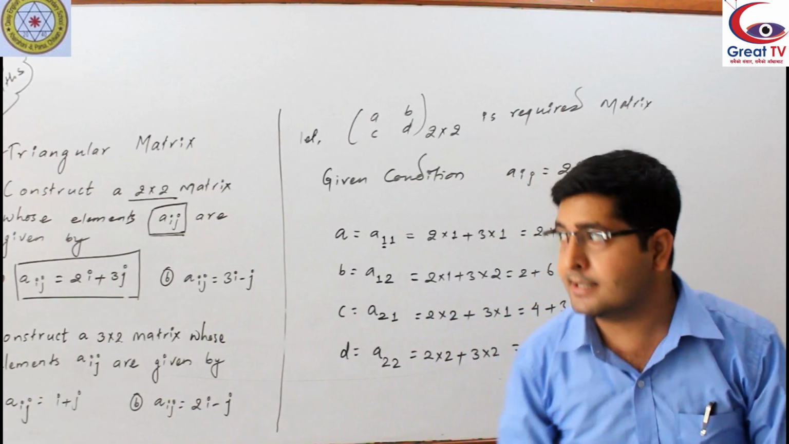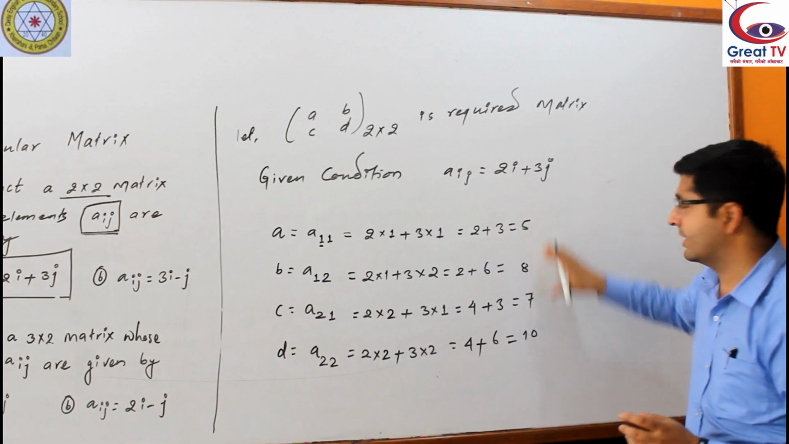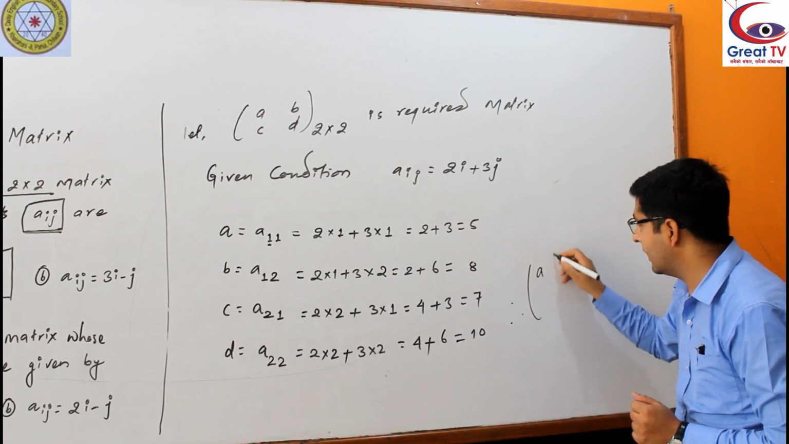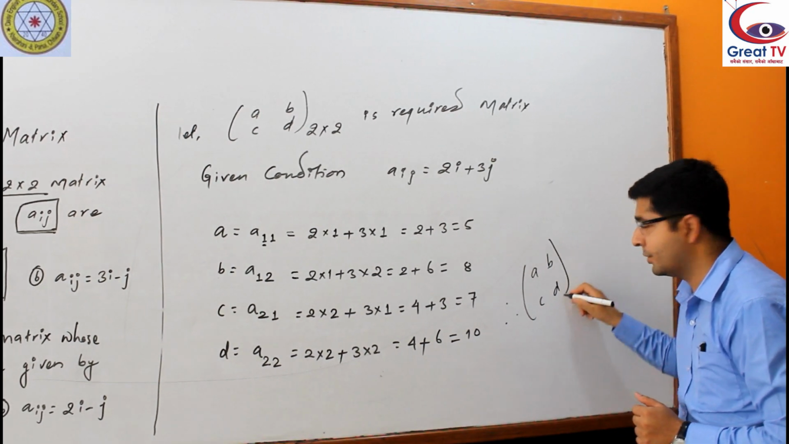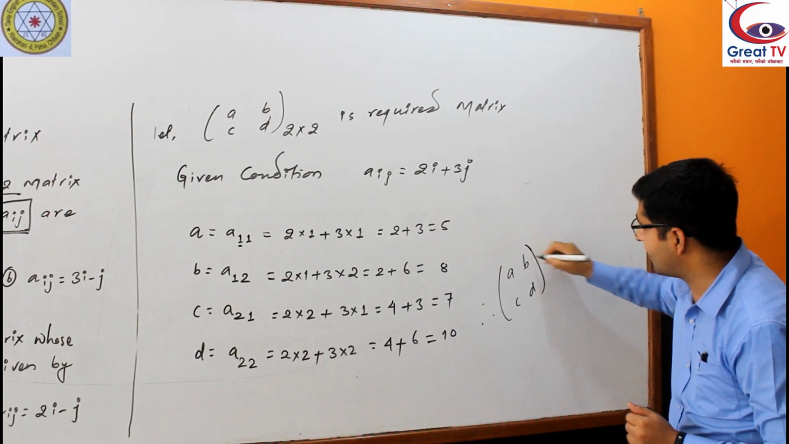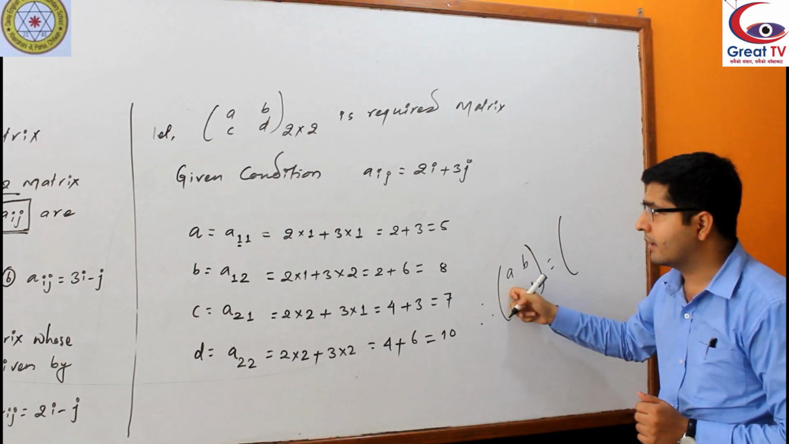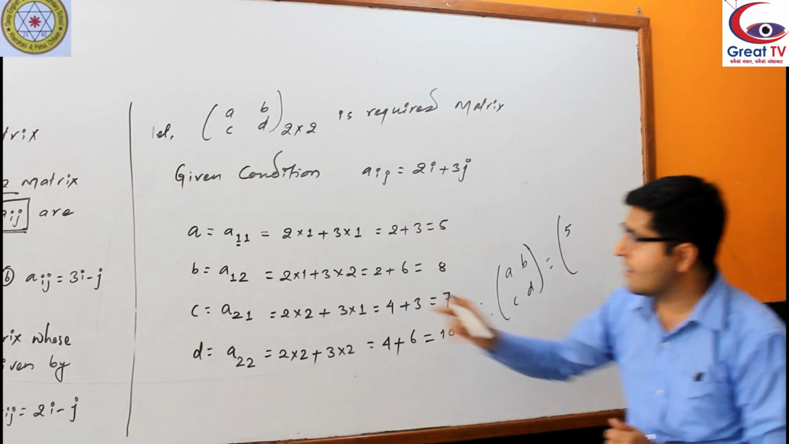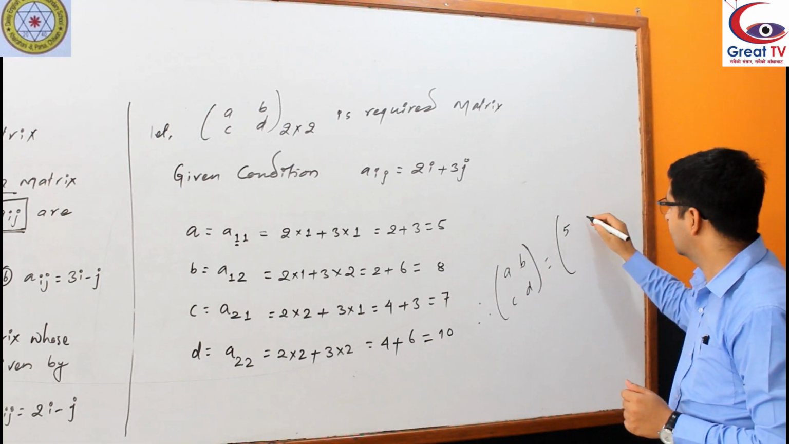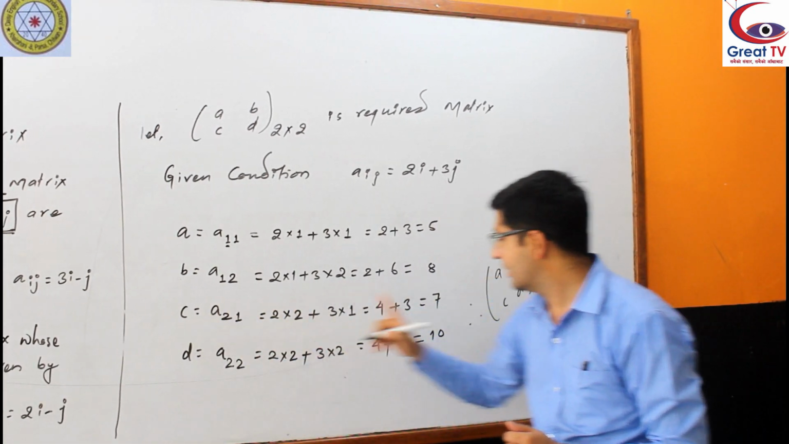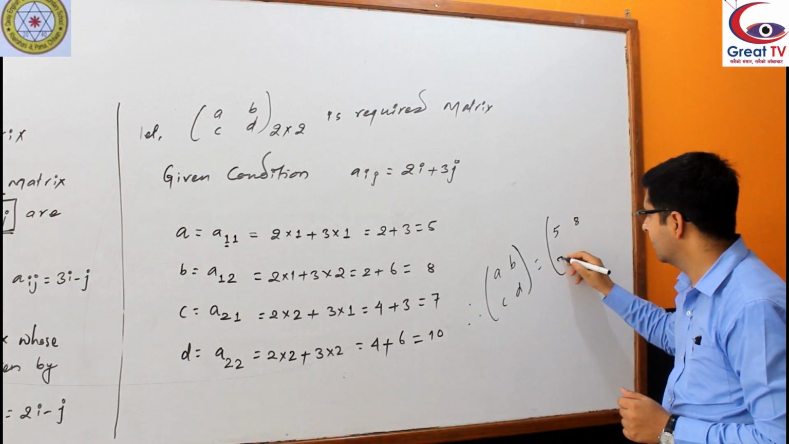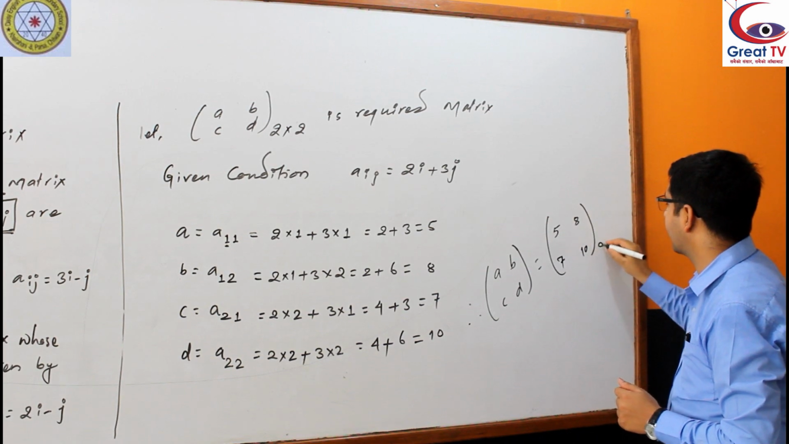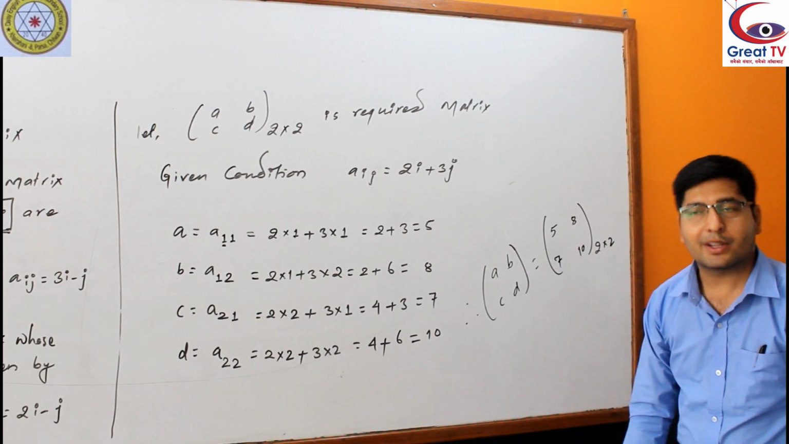Now you just have to replace A, B, C, D by these values. Therefore, the required matrix ABCD is equal to: value of A is 5, value of B is 8, value of C is 7, and value of D is 10, which is the required matrix of order 2 by 2. You can solve it like this.